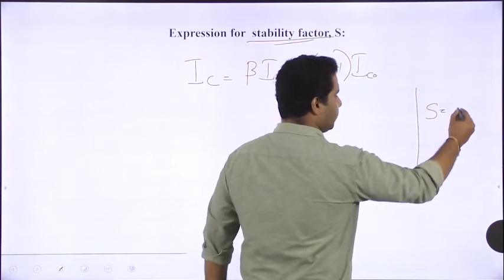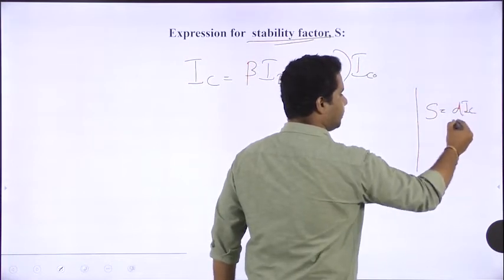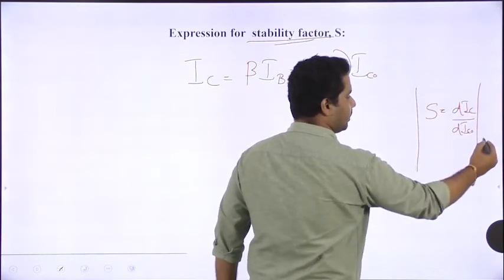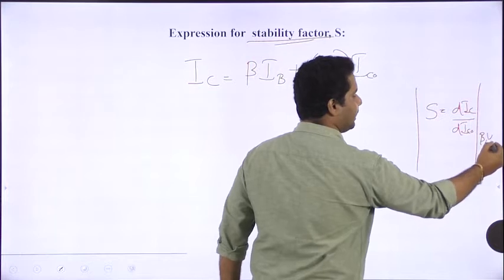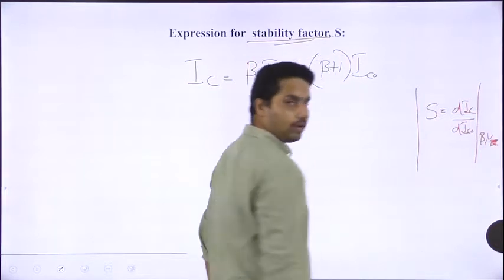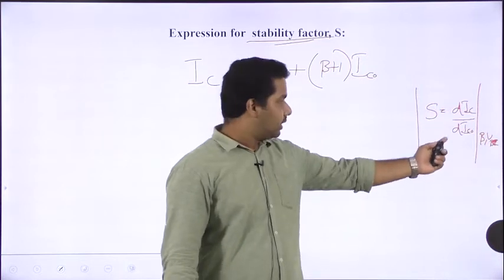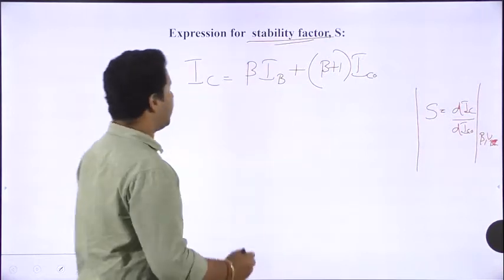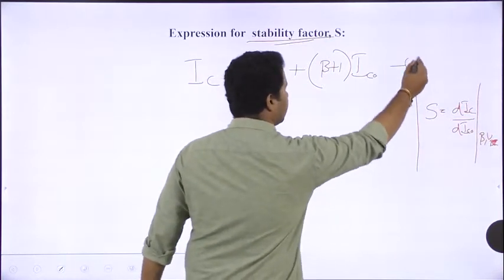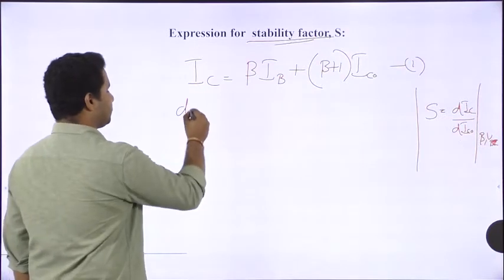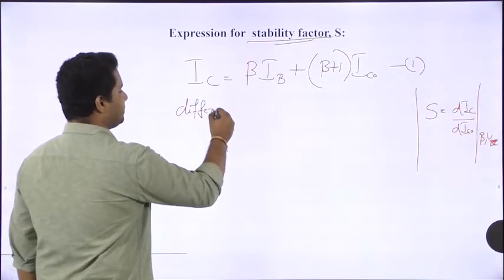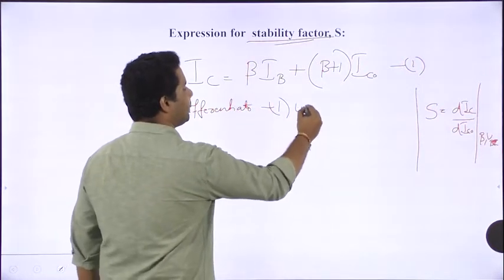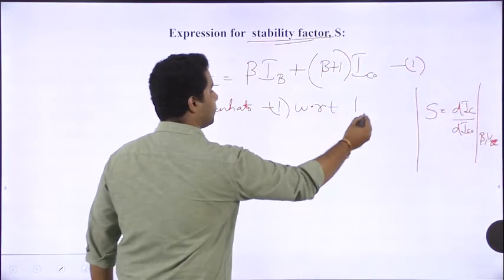S is equal to dIC by dIC naught, at that time beta and VBE are constant. So what do we need? Stability factor is dIC by dIC naught. So I will make this equation number 1 and differentiate equation number 1 with respect to IC.